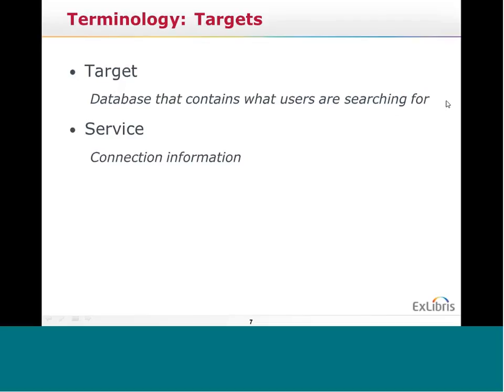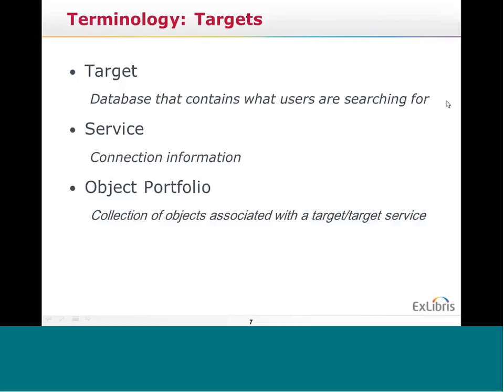So the user can get to the full text, can get to the abstract, can get to the table of contents, and so on. An object portfolio is the collection of e-journals or e-books associated with any given target and target service. And then lastly, an object in SFX is a serial or a monograph title.